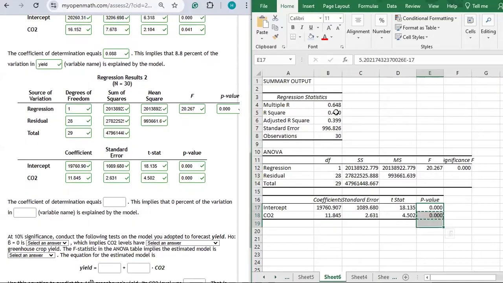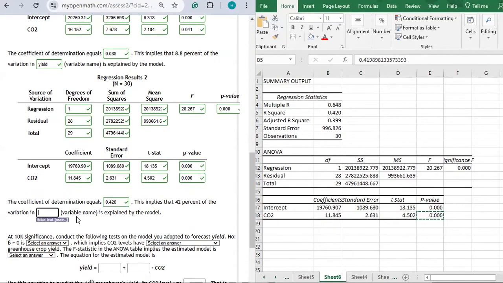The coefficient of determination is 0.42 here. That implies 42% of the variation in yield is explained by the model. So we have to account for these differences that we observe with southern greenhouses and northern greenhouses. There's a structural thing going on in our model. So simple regression on all 48 of the greenhouses is not sufficient. We need to account for that.